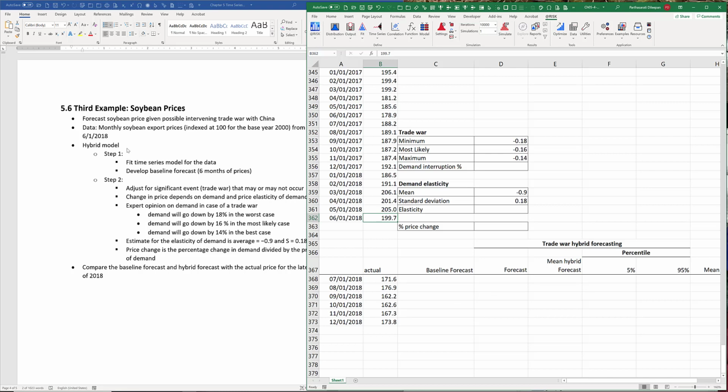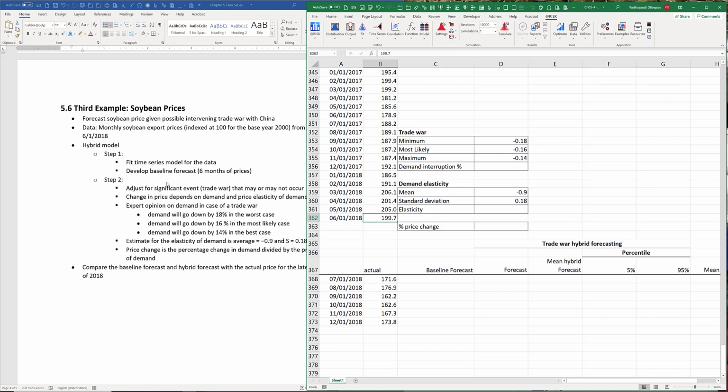All right, so the procedure that we're going to follow is we're going to fit a time series model with the available data, and we'll call that the baseline forecast. So that's our step one. And then we're going to adjust that baseline forecast based on what is expected to happen if there is an intervening trade war. So we consider two different aspects.